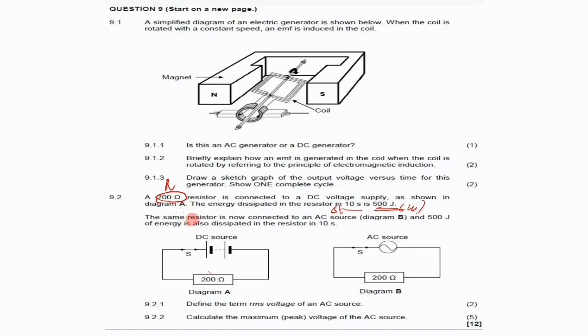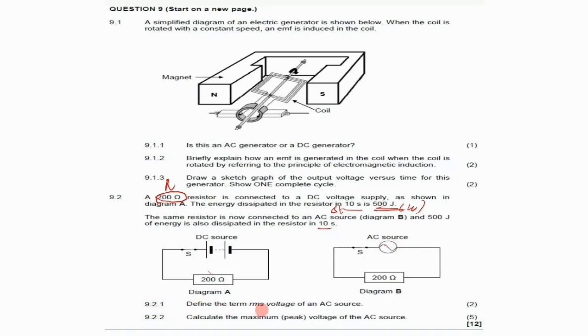The same resistor is now connected to an AC source, diagram B, and 500 joules of energy is also dissipated in the resistor in 10 seconds. So the difference is here they put it in a DC source, and here they put it in an AC source, right?